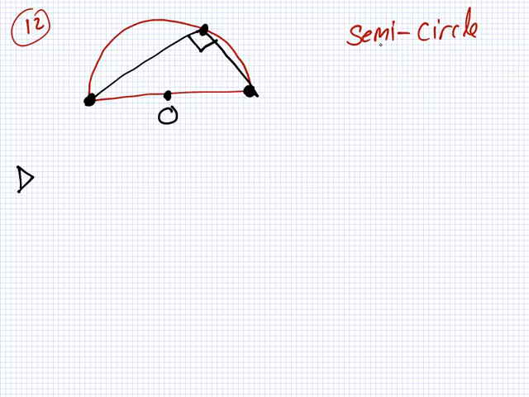So what we do is we like to give the point a name. I'll call that point O. I'll call that point A. I'll call that point B. And I'll call this point C.